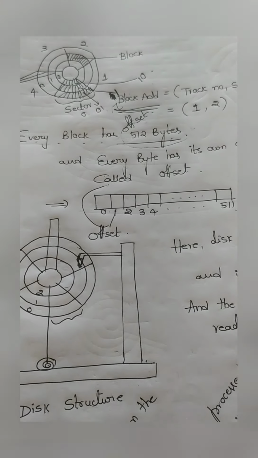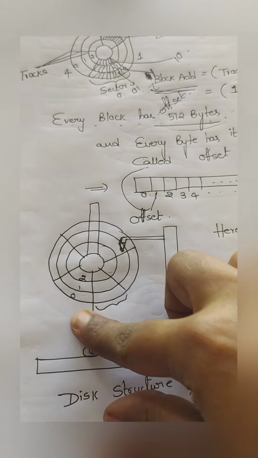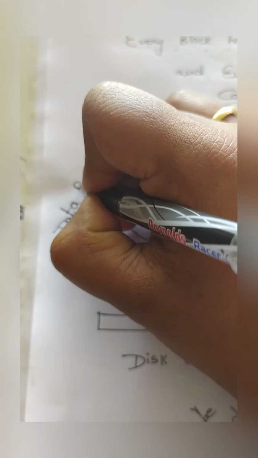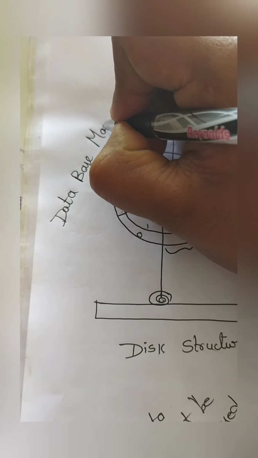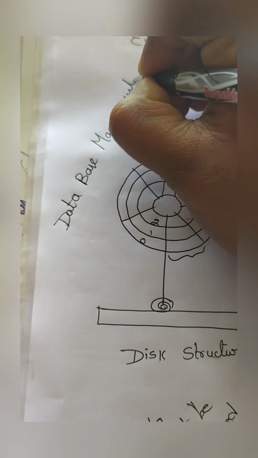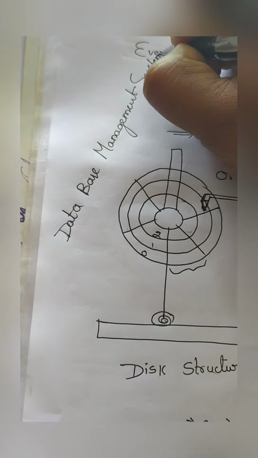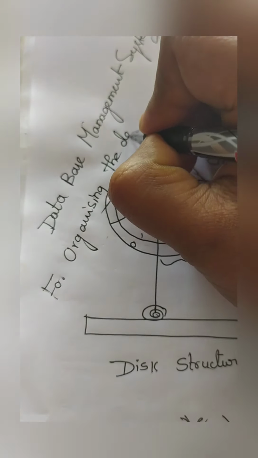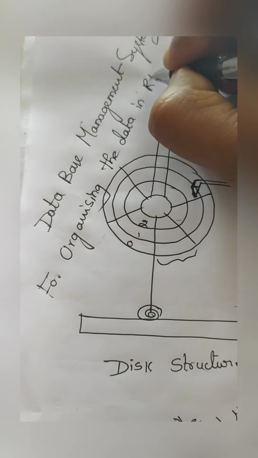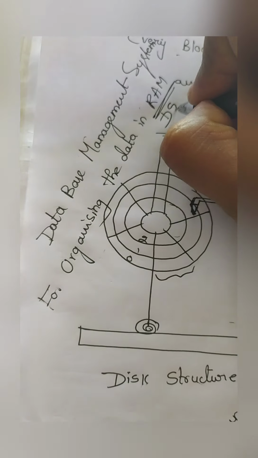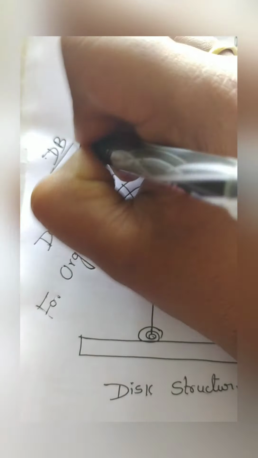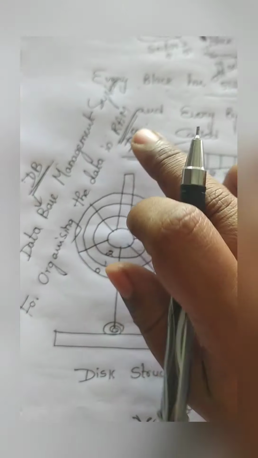So for data storage in disk we use a DBMS, database management system. For organizing the data in RAM, we use data structures. For organizing the data in a database, we use a database management system.